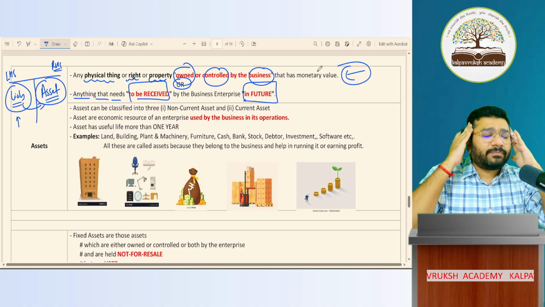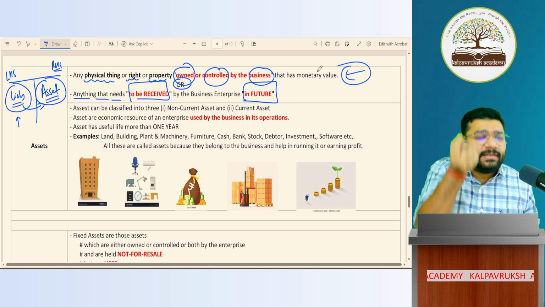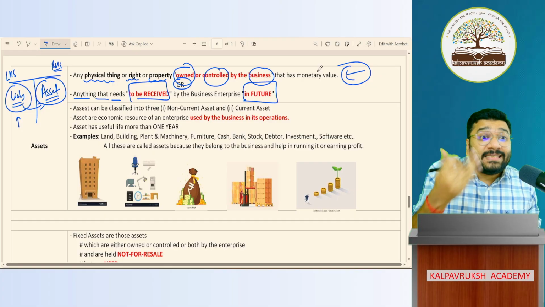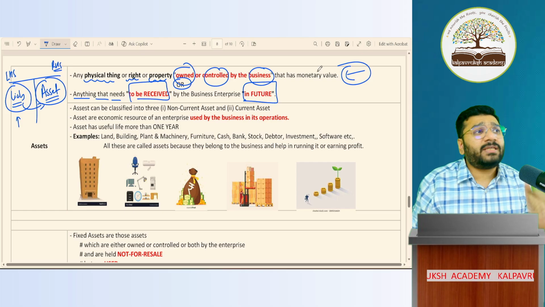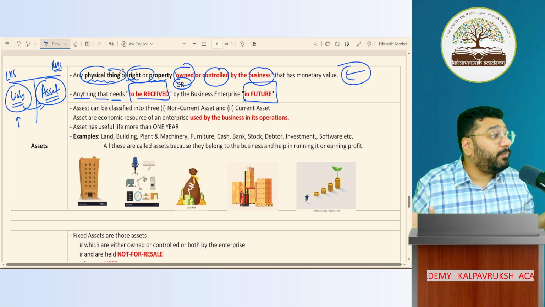What is asset? Anything that I own in the business is called an asset, or anything that I have to receive from somebody in future is an asset. Got it? Now the question that arises in your mind is, sir, why do we have to make a note of all this?